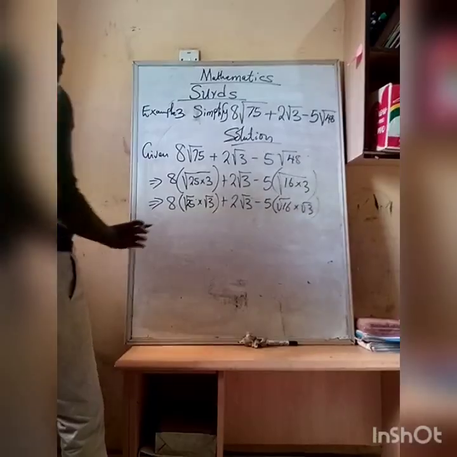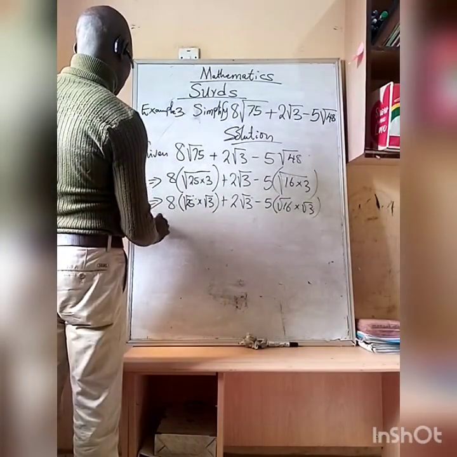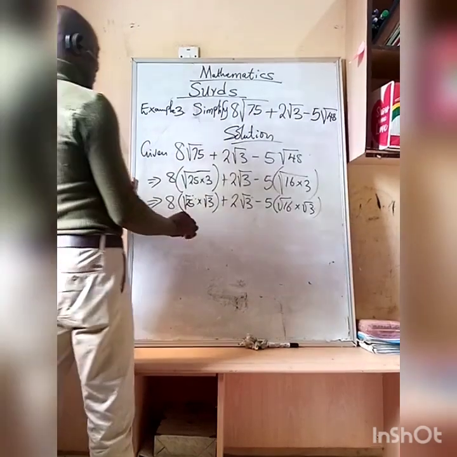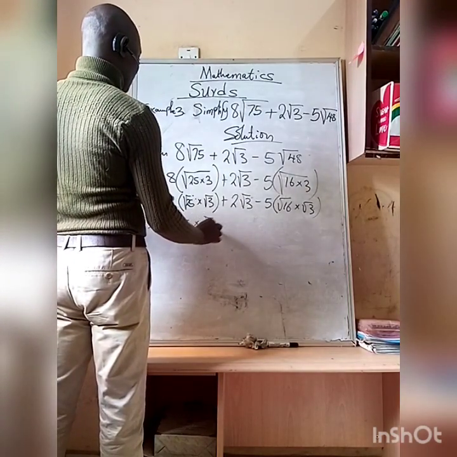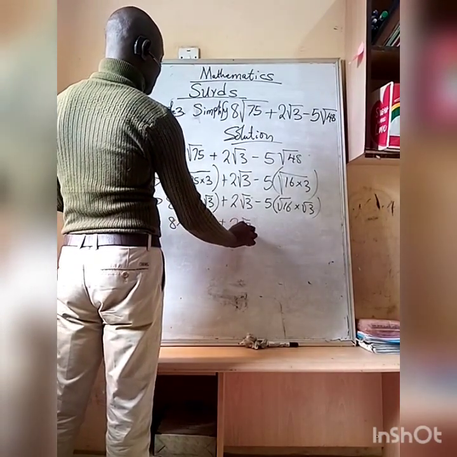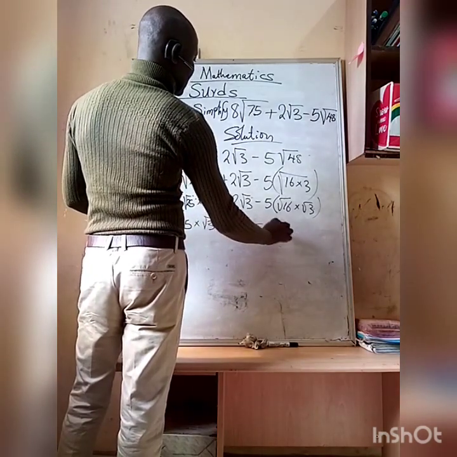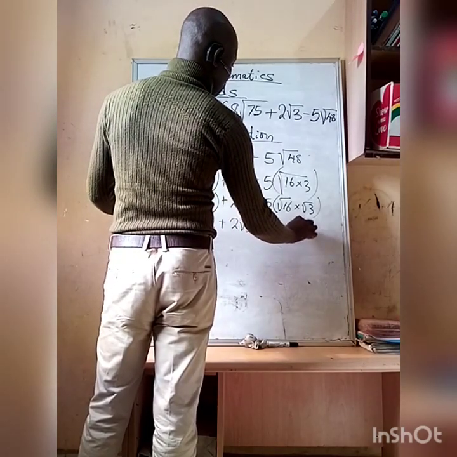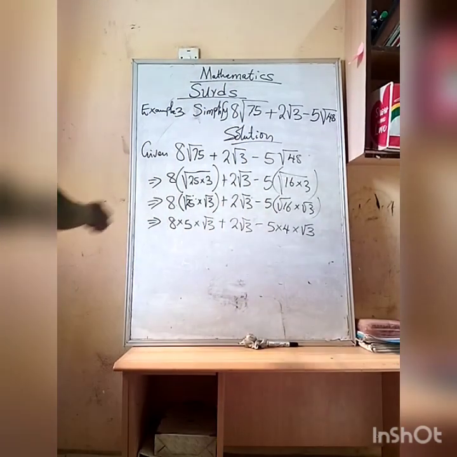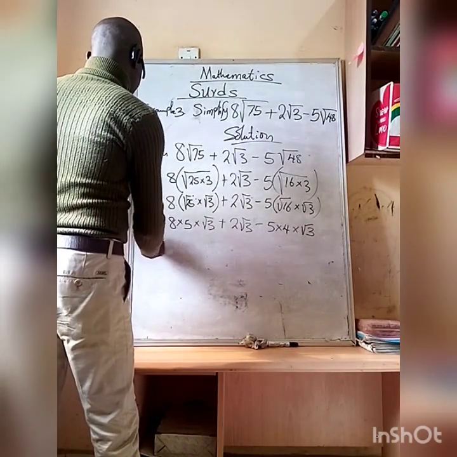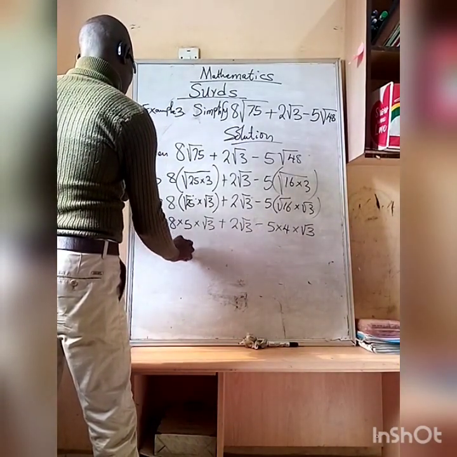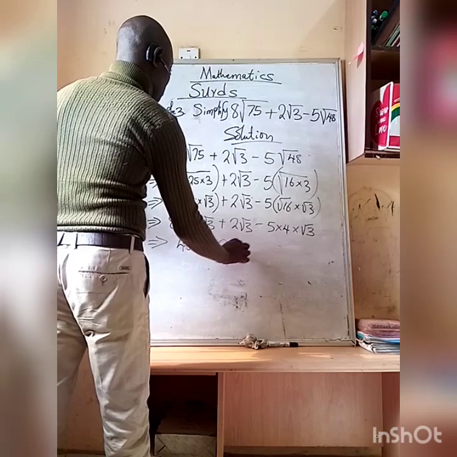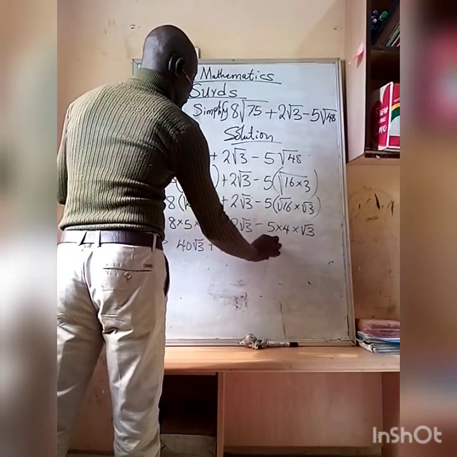From what we have now, 25 is a perfect square, so we are going to have 8 times 5, the square root of 25 being 5, then times root 3, plus 2 root 3 minus 5 times root 16, which is a perfect square with square root 4, then times root 3. Everything now is in root 3, so we have 40 root 3 plus 2 root 3 minus 20 root 3.